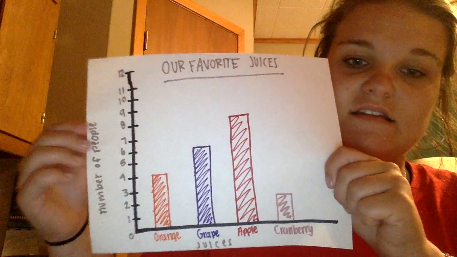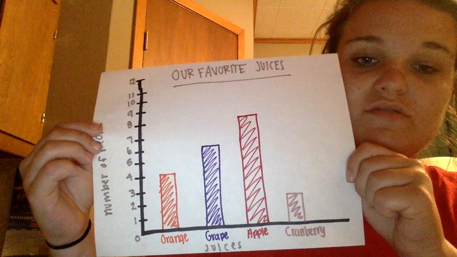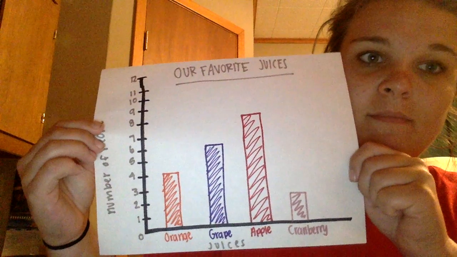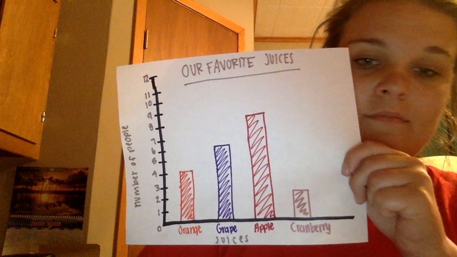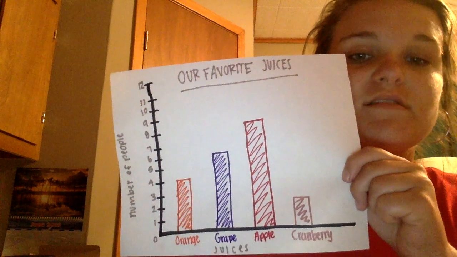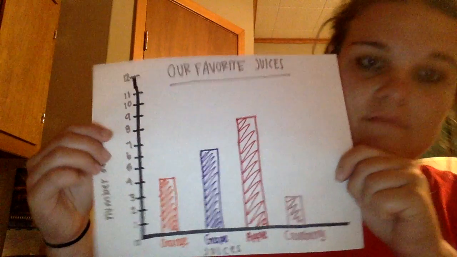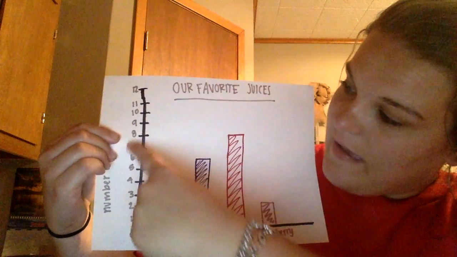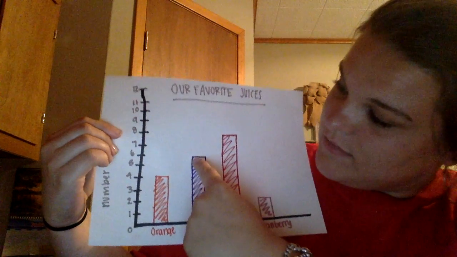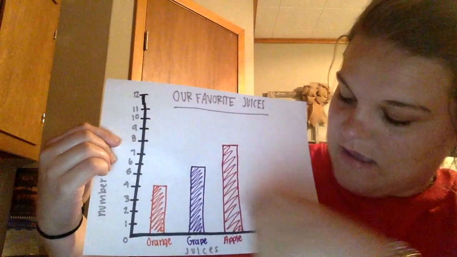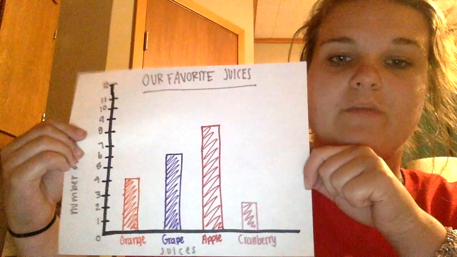This is called analyzing our data and coming up with a conclusion. Just by looking at the graph, do you know which juice that most people say is their favorite? That's correct, apple juice. How do you know? Great job, because that bar is the tallest. So that means the most people like apple juice. So you can go up apple, 8. See, we said orange, 4 people liked it. Grape, 6. Apple, 8. And cranberry, 2. So great job analyzing the data and coming up with a conclusion.